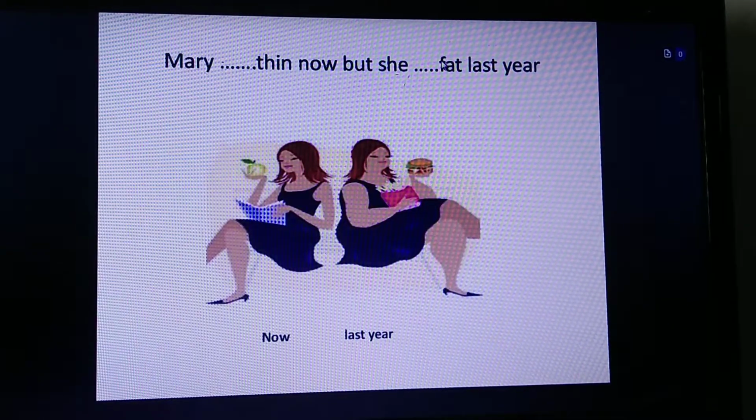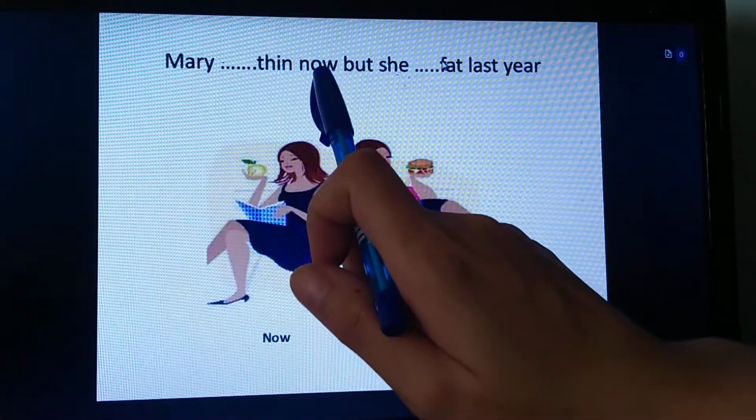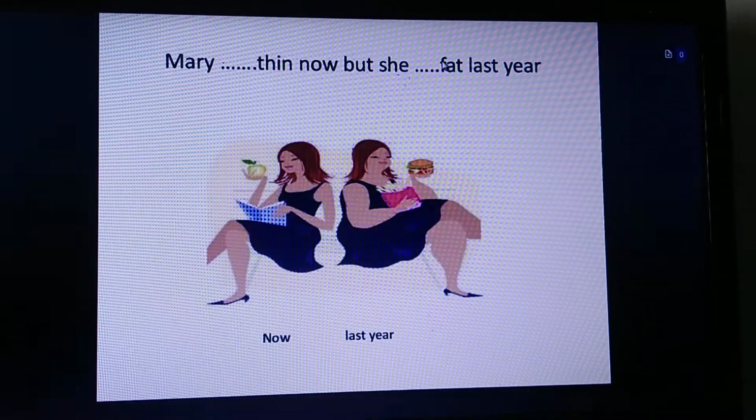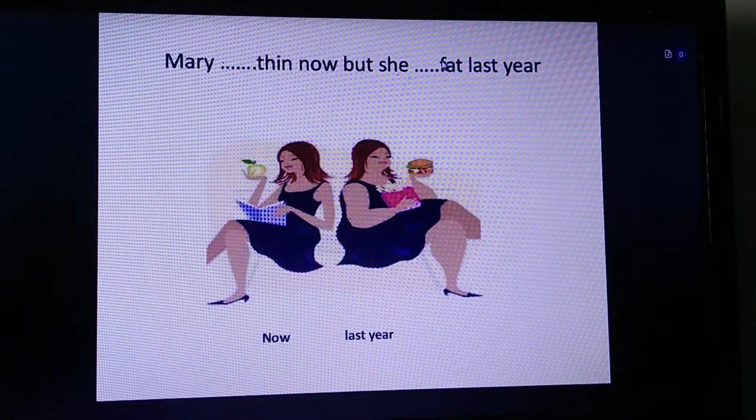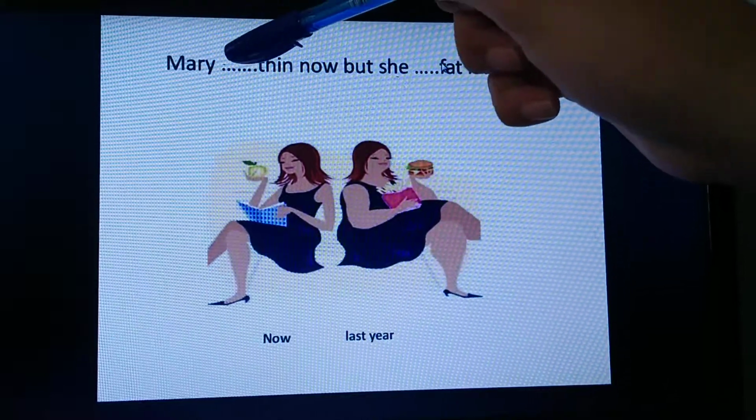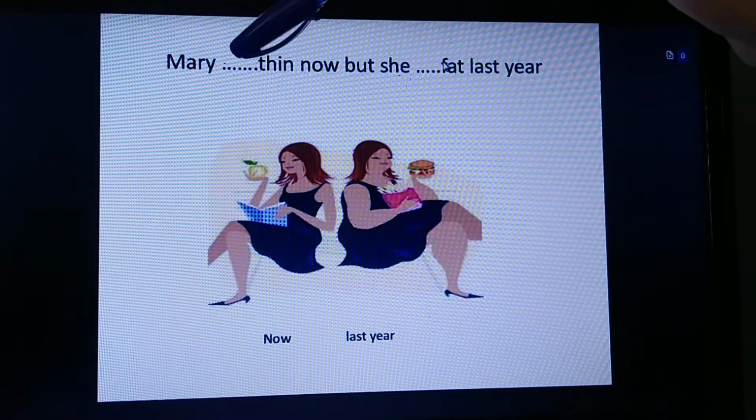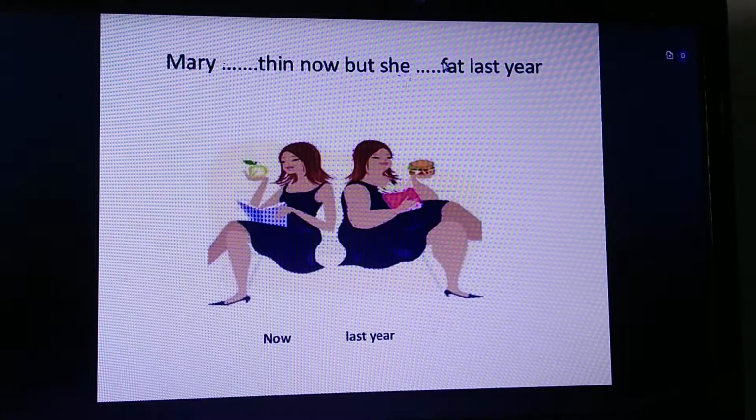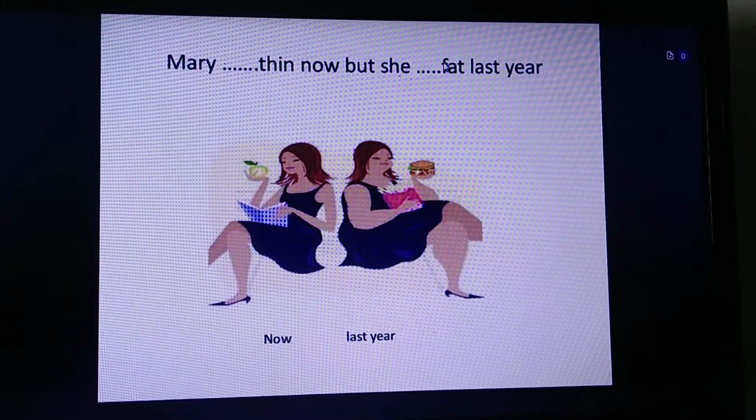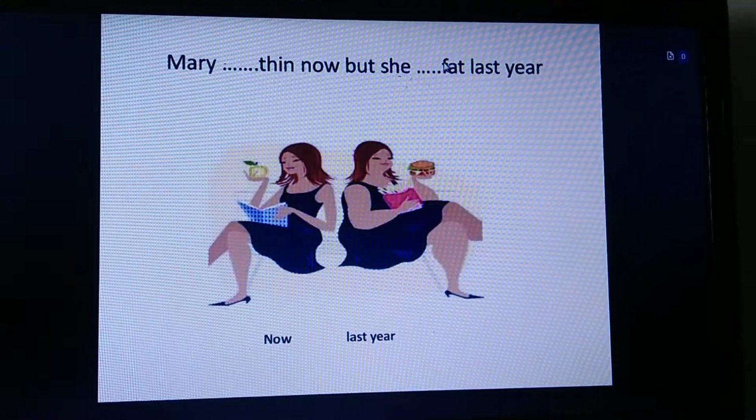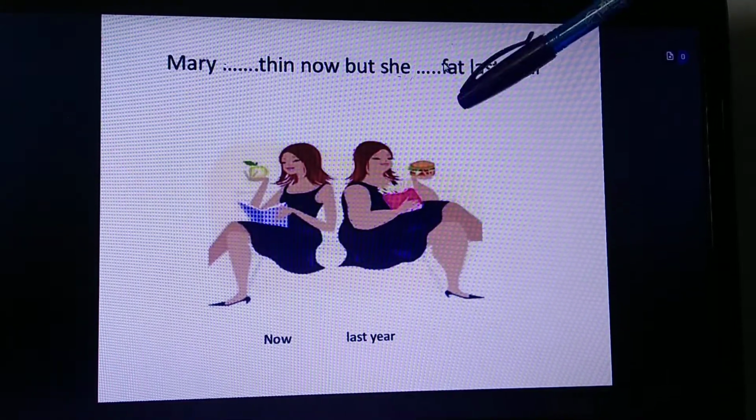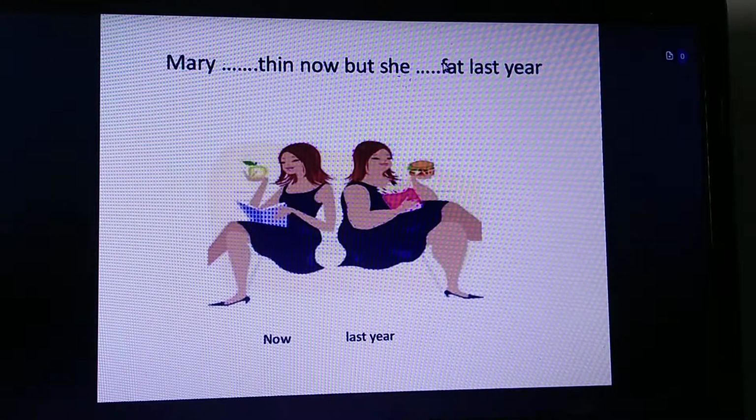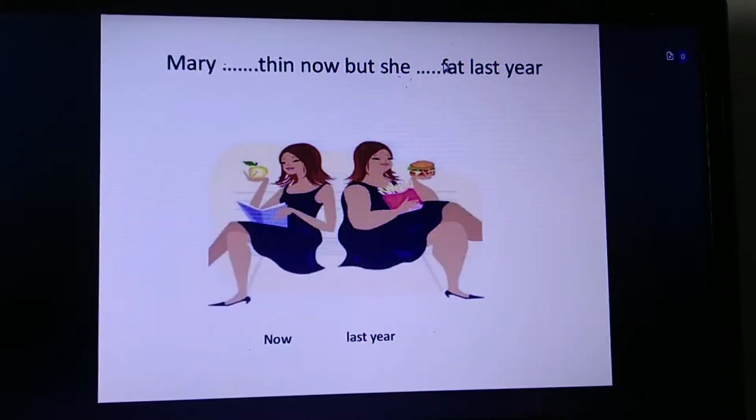Okay, so this one. Mary blank thin now, but she blank fat last year. So what do you think is the answer? What do you think? So Mary is. So that is, again, Mary is thin now, but she was fat last year. Okay? Why "is"? Because Mary is only one. And why not "was" for now? Because this is happening now. And for last year, Mary is only one. Okay? So, let's go back to our lesson.